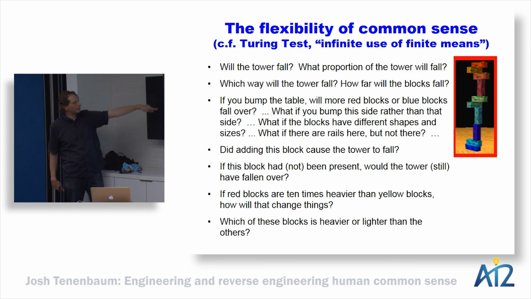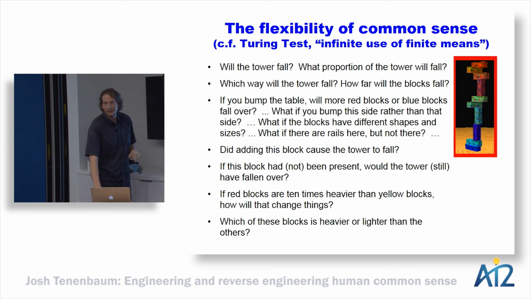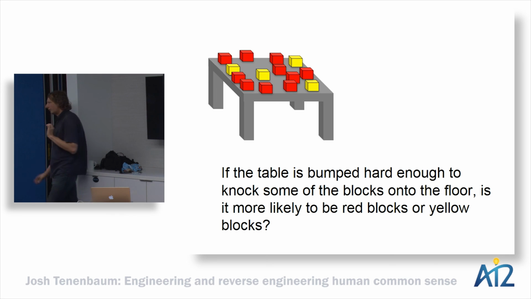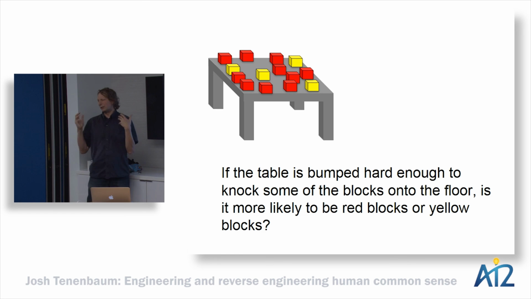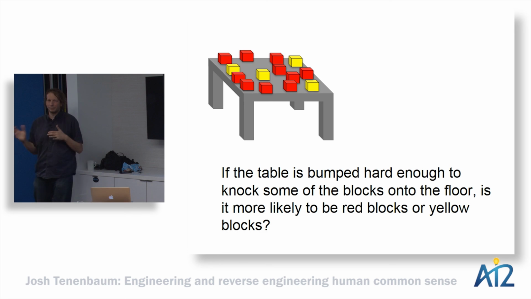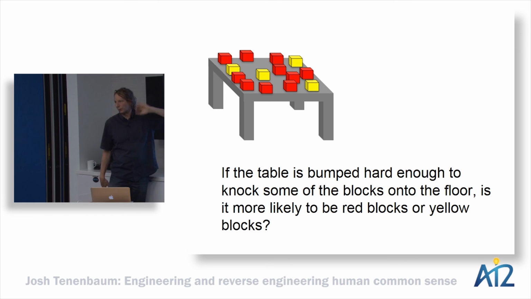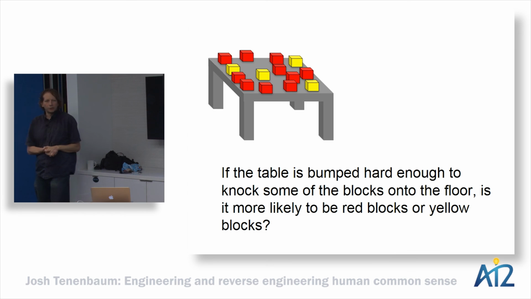You can look, these are all examples of inferences that are in that original PNAS paper, the Battaglia et al. one on intuitive physics, where we give people a whole bunch of judgments, including kind of weird judgments like this one, to show that you're not just making judgments that you've had a lot of training experience with in your life. You might say judgments of whether things are going to fall over or not is something you could have learned in some direct way from experience. But we ask people questions like, in this one here, if the table is bumped hard enough to knock some of the blocks onto the floor, is it more likely to be red or yellow blocks?